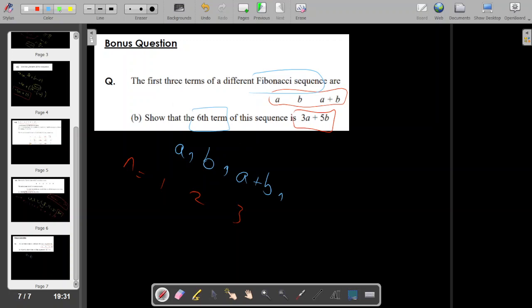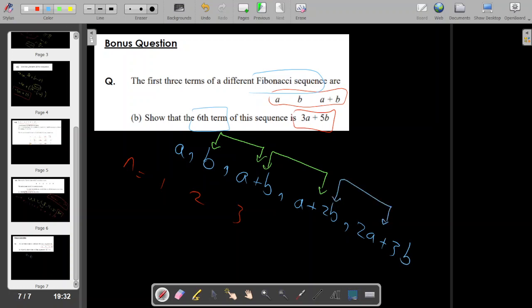So now we're gonna add the next two terms. We're gonna add these two to create the next Fibonacci term. So it's gonna be equal to a plus b plus b, which is a plus 2b. The next term, of course, is gonna be a combination of these two. So it's gonna be equal to 2a. I have 2 a's, and I have plus 3b. Okay, the next term is going to be the addition of these two. So it's gonna be a plus 2a, which is 3a, and 2b plus 3b, which is plus 5b.